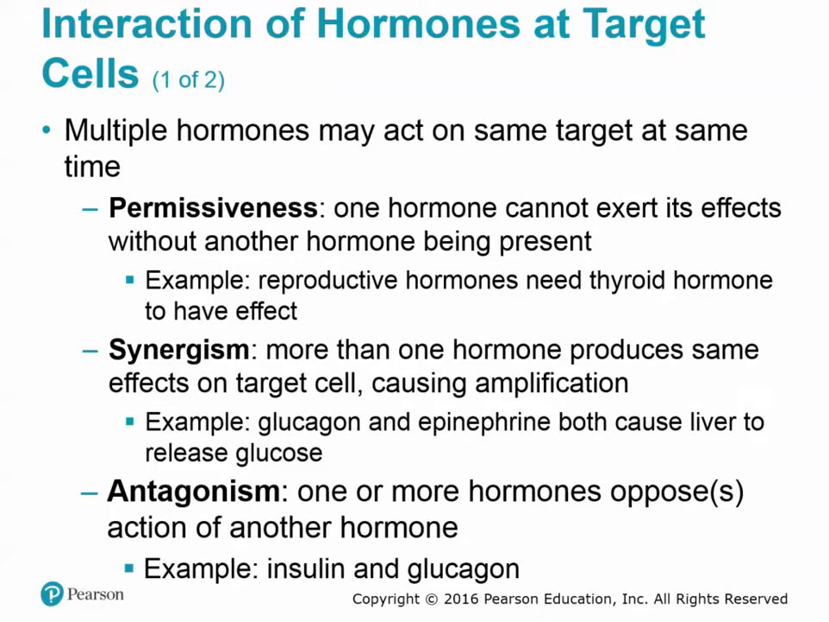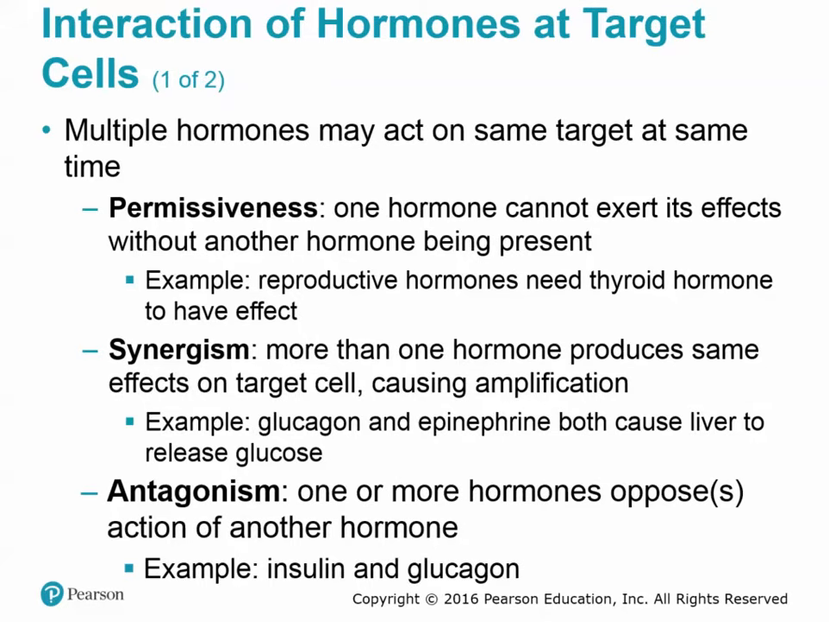So this example here says reproductive hormones would need thyroid hormone to have an effect, which would make sense. There's no sense in putting the energy, time, and effort into making these reproductive hormones and into reproduction if, right, our thyroid hormone isn't present or our metabolism is too low.